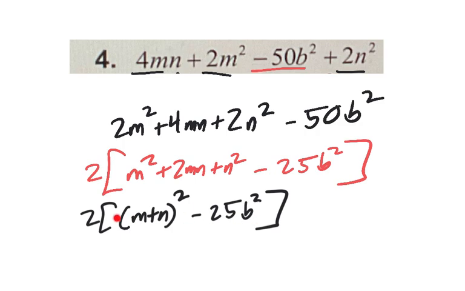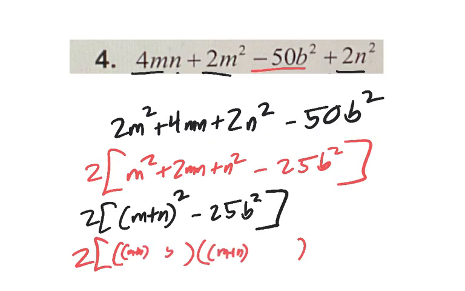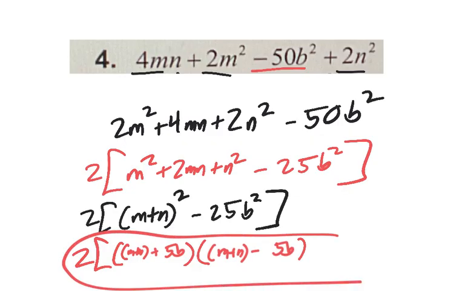And now then, what's in my brackets is a difference of perfect squares, meaning I have 2 times the square root of the first is m plus n, and the square root of the last is 5b, and alternate the signs, 1 positive, 1 negative. And that would be my answer for that one.